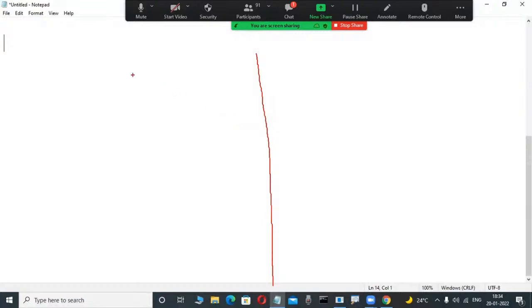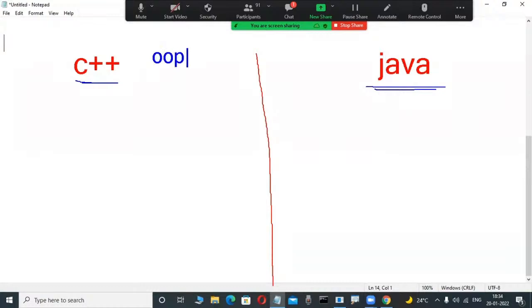Now check it out. Observe for just five minutes, that is enough. This is a demo, just observe what is going on. C++ is a language, and Java is a language. These are two popular object-oriented languages. In object-oriented languages, there are some OOPS concepts, maybe object-oriented features. Here also OOPS concepts are there, and here also OOPS concepts are there.